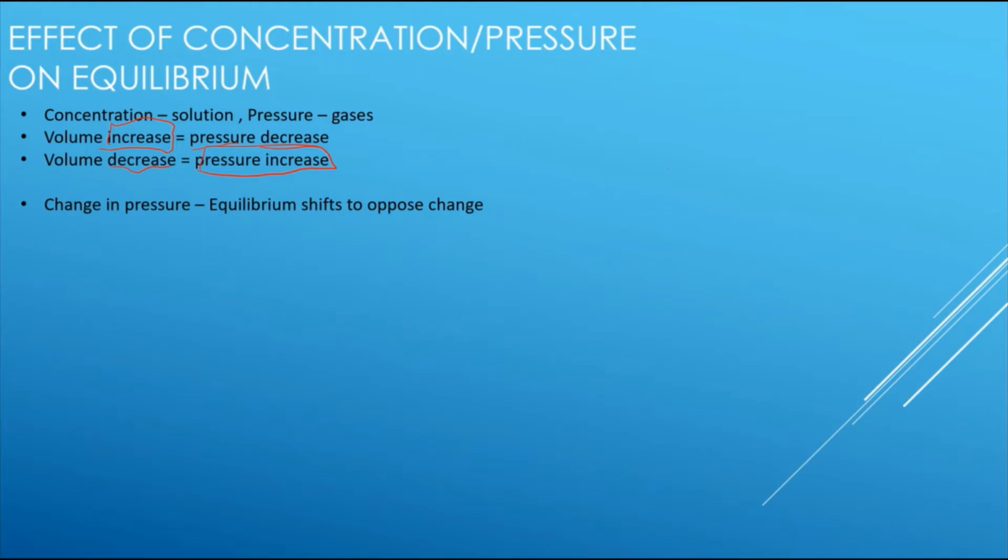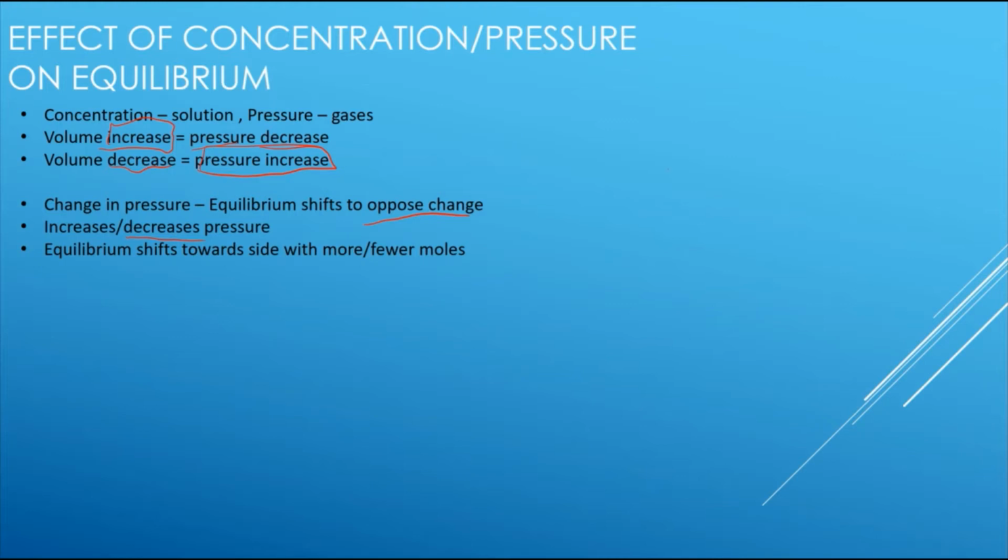So what happens if there's a change in pressure, the equilibrium shifts to oppose that change. So these are similar mark points to the temperature mark points. So then there will be an increase or decrease in pressure. So for example, if there was an increase in the pressure in the first place, there will be a decrease in pressure as the equilibrium would shift to oppose that change.